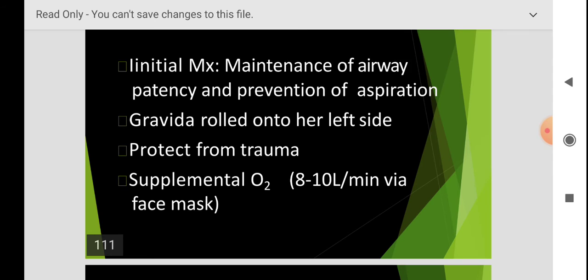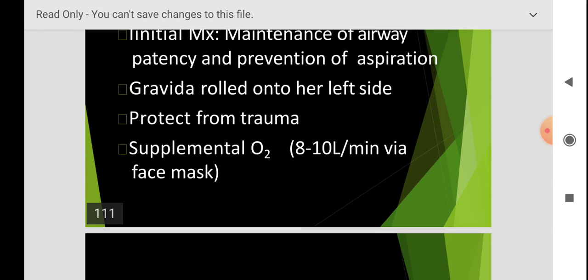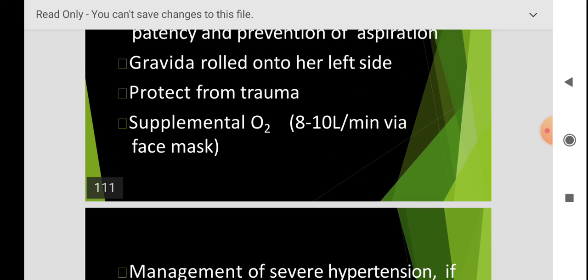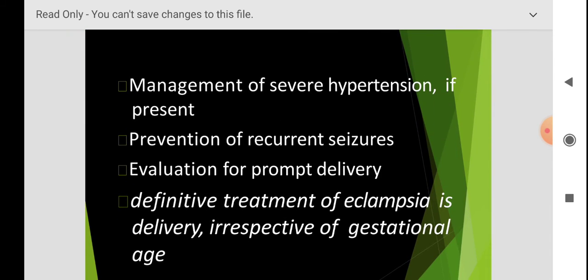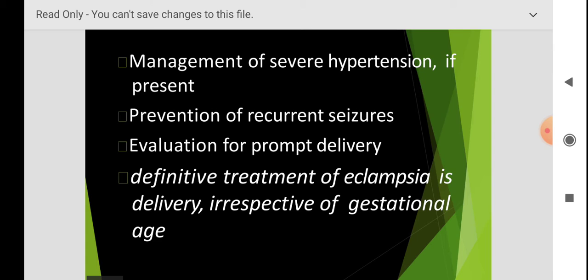How to manage? There should be maintenance of airway patency and prevention of aspiration, and you should prevent the pregnant patient from getting injured due to convulsions. So you have to put her in a railed cot, rolled onto her left side, and protect her from trauma. Supplement oxygen at the rate of 8 to 10 liters per minute via a face mask. And if the BP is high, you have to manage accordingly by giving IV labetalol. And prevention of recurrent seizures, evaluation for prompt delivery.